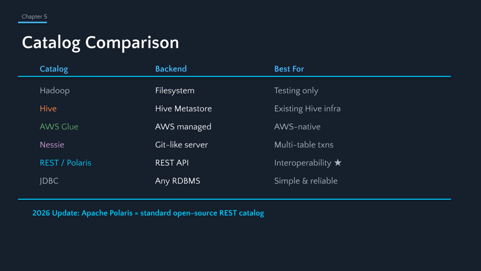The REST catalog is a standard API for interoperability, decoupling engines from storage, and enabling flexible backends. The JDBC catalog uses Postgres or MySQL with ACID transactions for simple, self-hosted metadata management.